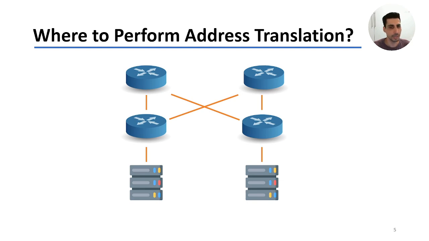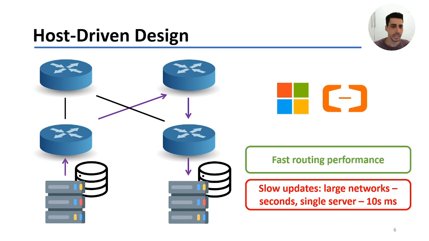As a very basic and fundamental problem, many solutions have been proposed, mainly by big hyperscalers. They can be classified into two main categories: host-driven designs and gateway-driven designs. In the host-driven design, address translation is performed at the servers. This design offers fast routing performance because the translations are done close to the source. However, it suffers from slow updates, especially in large networks.